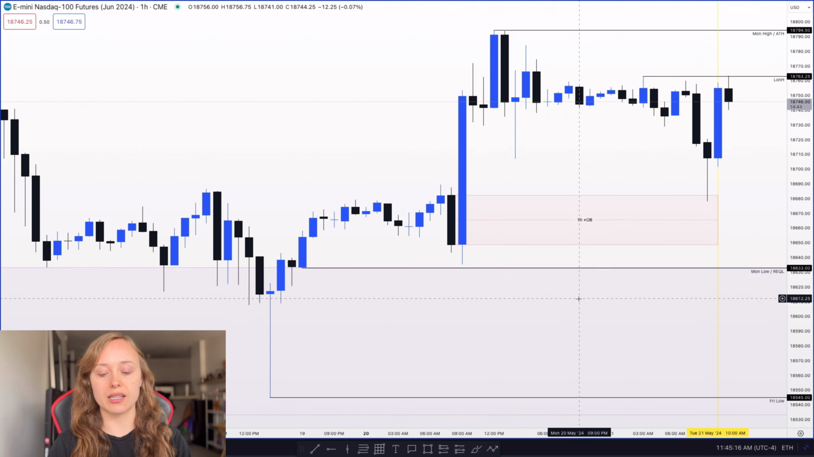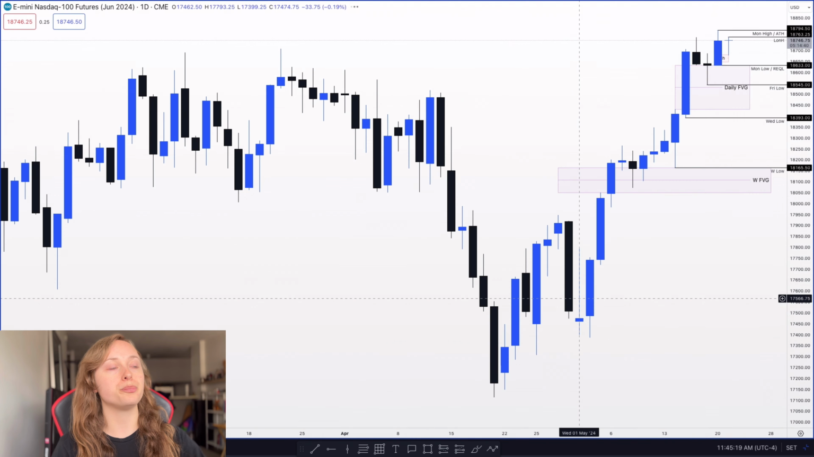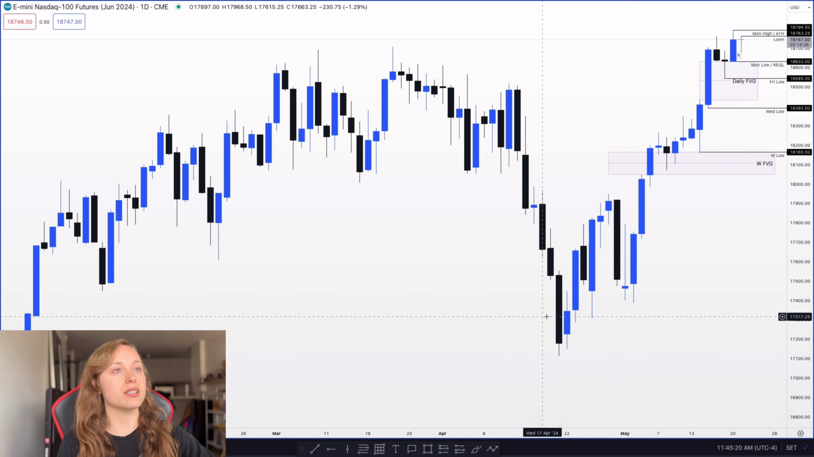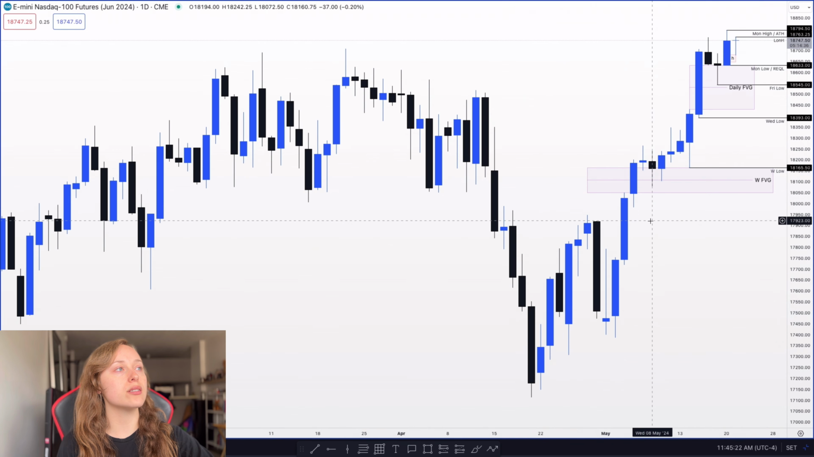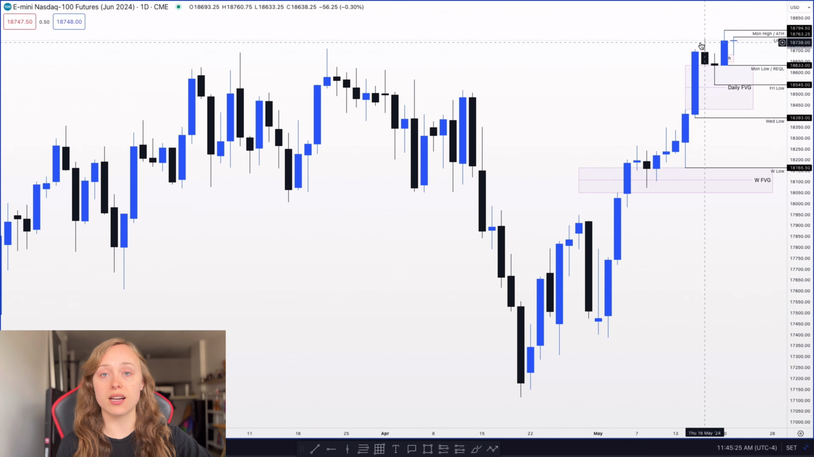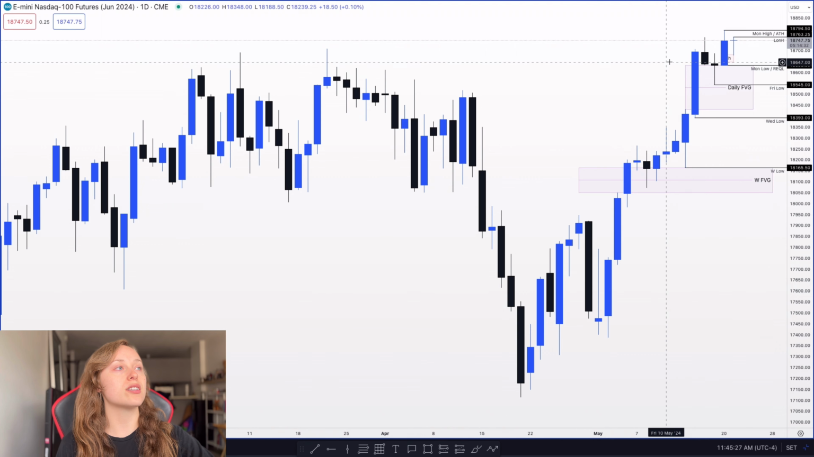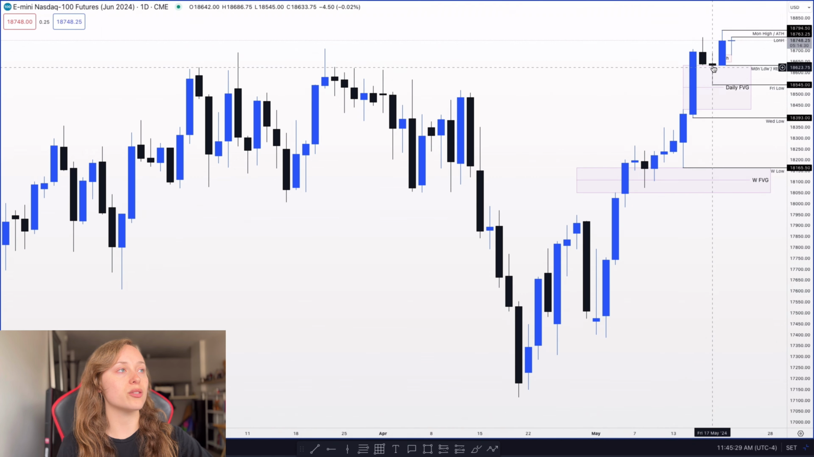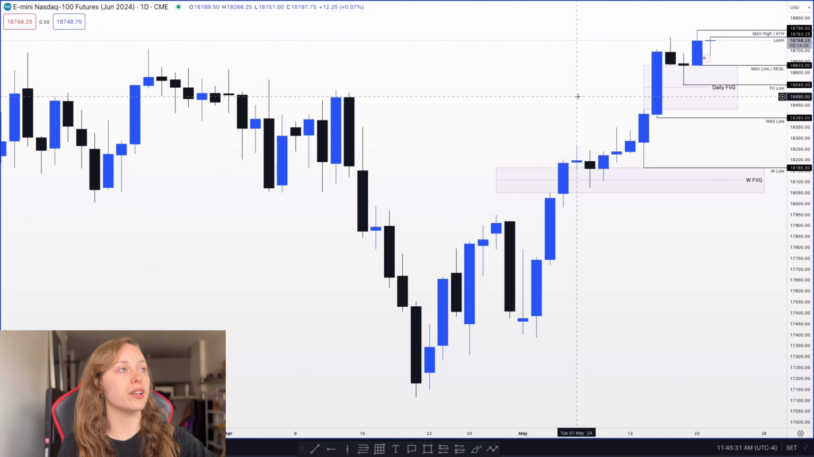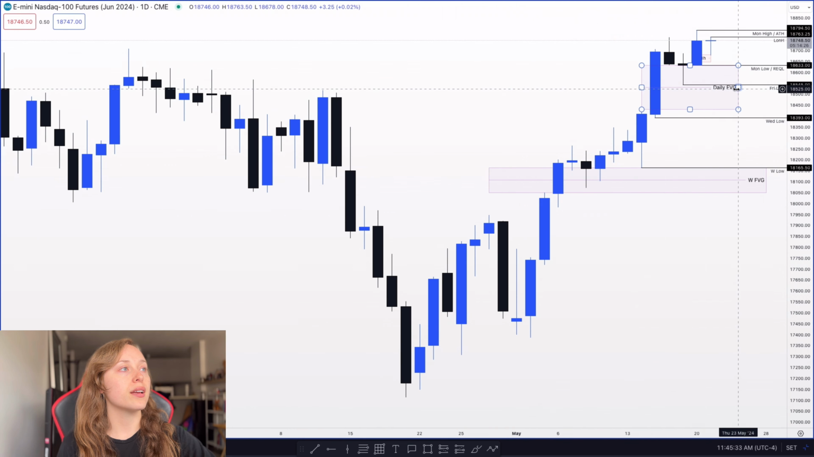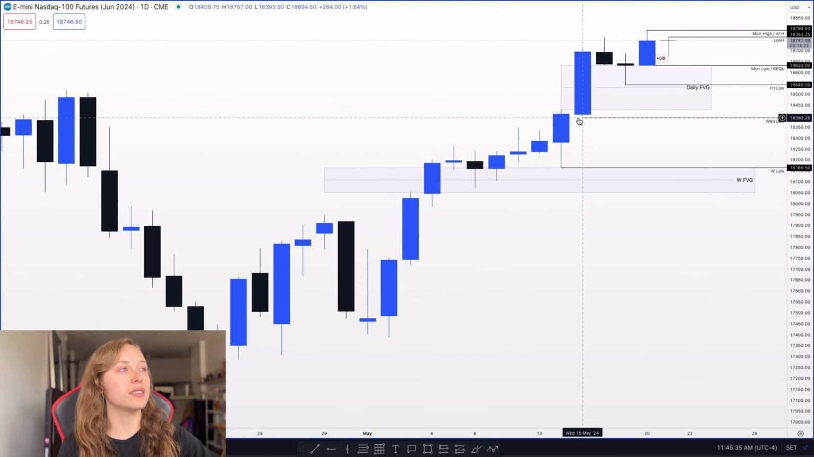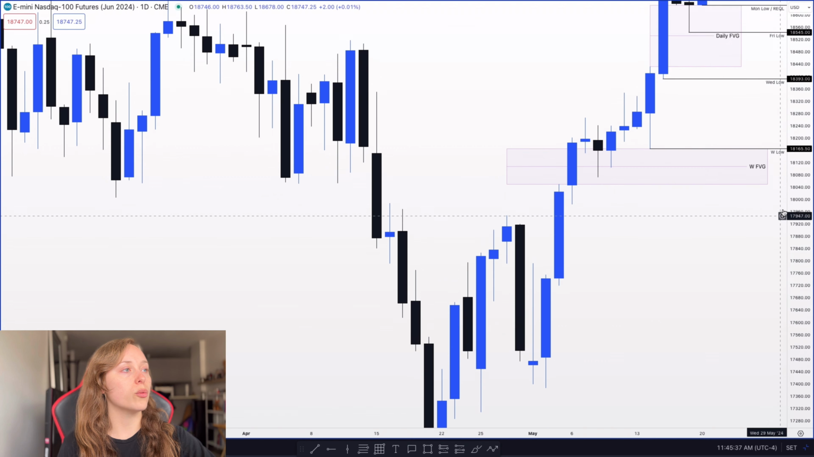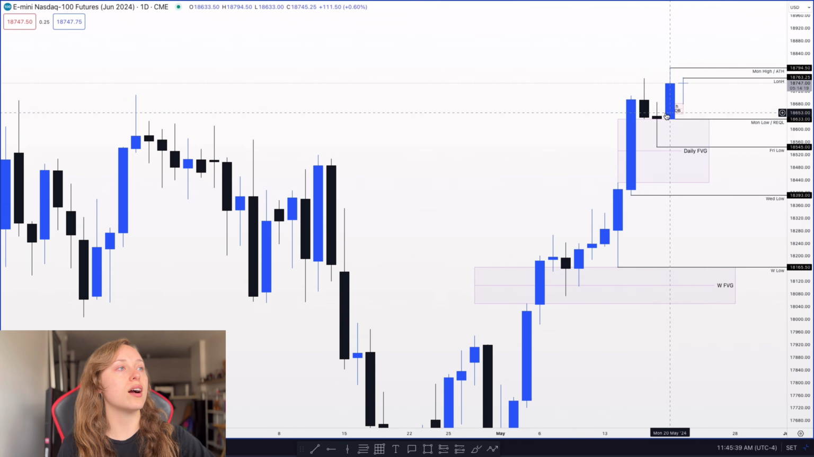So we're going to start on the daily time frame. Perfect. So yesterday we traded into all-time highs again, which is to be expected because on Friday we had this wick down into this daily fair value gap here. And honestly, we wanted to see the market continue higher on Monday.